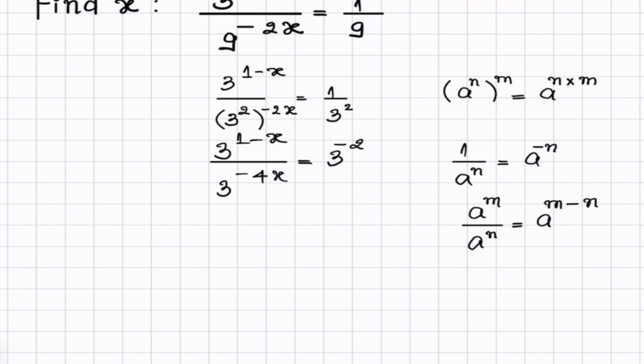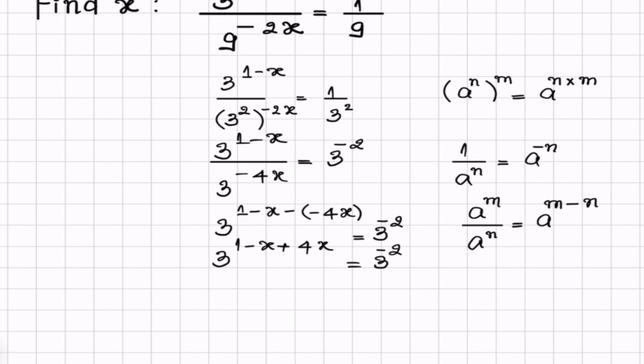Okay, so then when we have the same base, which is 3, then we will get 3 to the power of 1 minus x, and then minus 4x equal to 3 to the power of negative 2. Then we will get 1 minus x plus 4x equal to 3 to the power of negative 2. And then we got 1 plus 3x equal to negative 2.